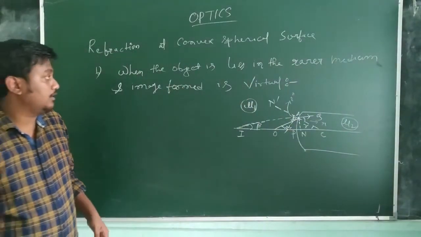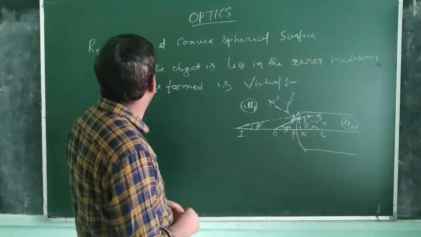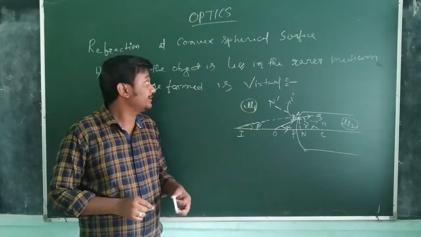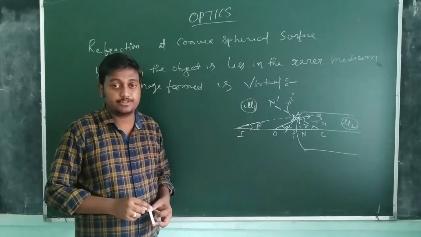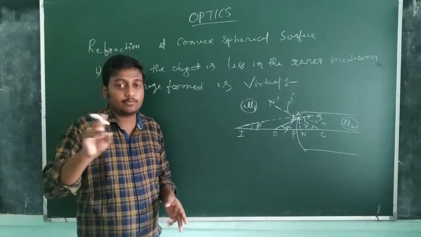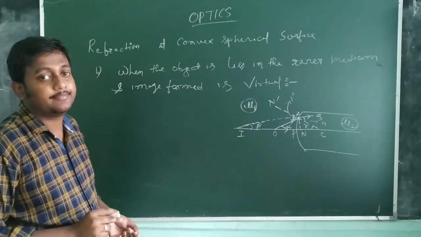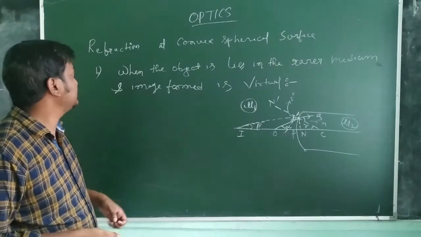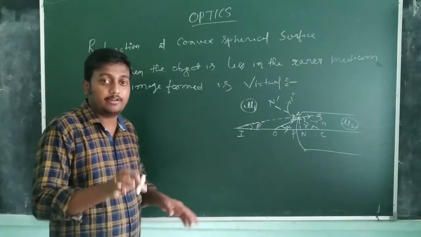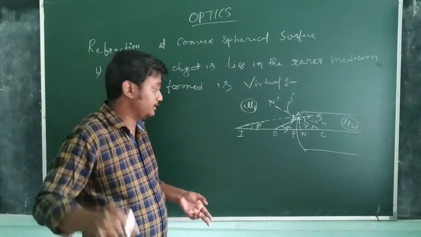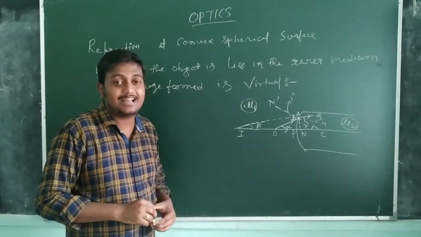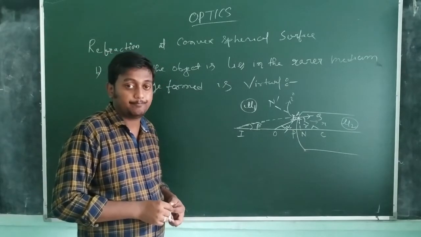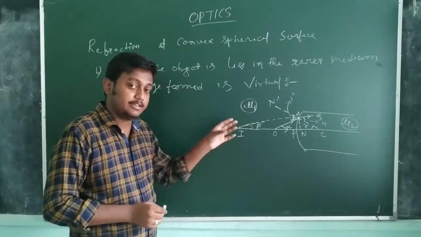Hello students, in the last class I discussed refraction at a convex spherical surface. I just forgot to write one thing. In the last class I derived the expression for refraction at a convex surface when the object lies in the rarer medium and the image formed is real. Okay, so just write this.